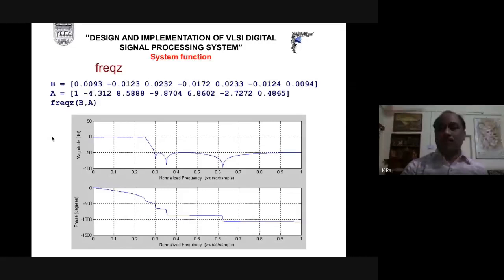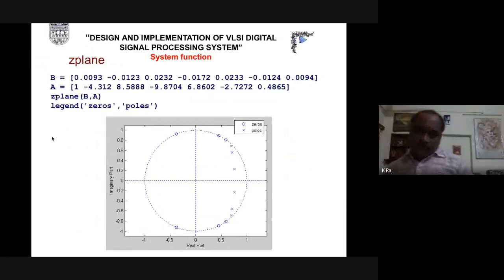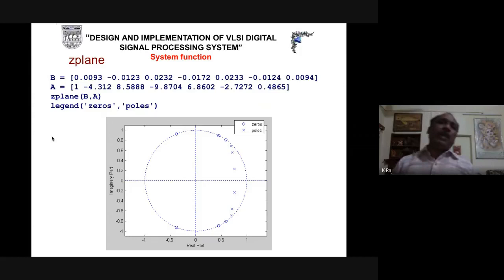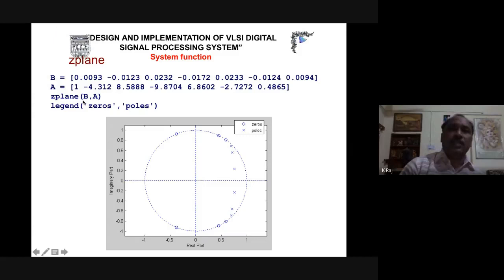In the previous section, for the pole zero plots, we used roots. And in the Z plane, we have to use the Z plane command. That is, first describe the numerator and the denominator matrices. Matrices means their coefficients, polynomials. So here we have described the B and A, and then we have to utilize the command Z plane. And after that, write the legend, zeros and poles here.